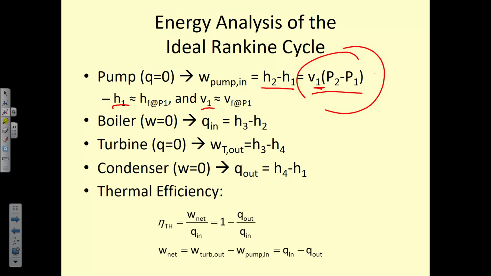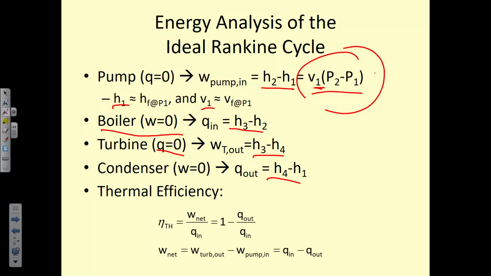And then the boiler, we assume that there's no work going on in the boiler. It's simply just a heat exchanger. So there's a heat interaction, but not a work interaction. So our heat in is just equal to H3 minus H2. The turbine, again, we're assuming it's isentropic. There's no heat interactions with the outside. So the work of the turbine is just H3 minus H4. And in the condenser, we're removing heat from the fluid. It's equal to H4 minus H1.